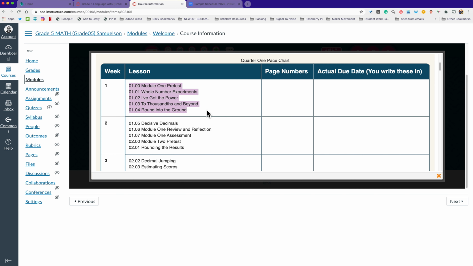So if you look at what I've highlighted right there, that is what's supposed to be done this first week in math. So we did module one pretest. You could do whole number experiments. You could get ahead and do I've Got the Power. So that to me looks like Monday, Tuesday, Wednesday, Thursday, Friday. So remember, as you go through, this is self-paced. If you want to go through, it looks like we'll already be to unit two by the end of next week, okay?